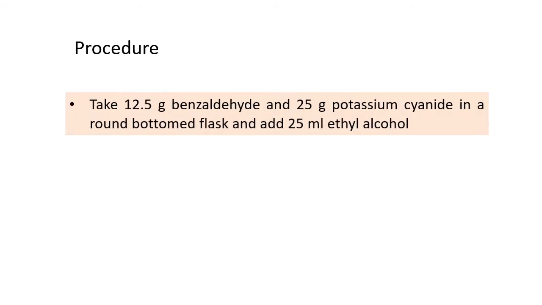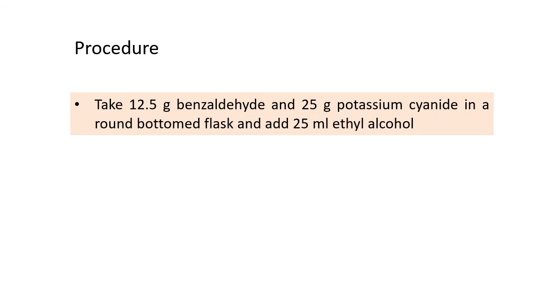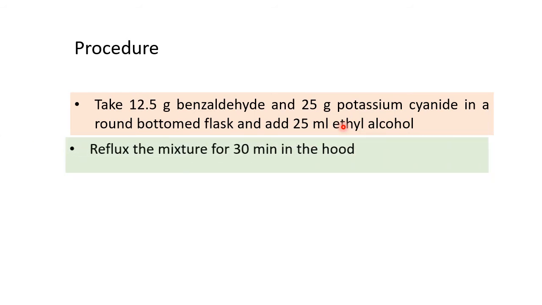Now procedure. इस रिएक्शन को हम करते कैसे हैं बेंजोइन कंडेंसेशन को. तो इसमें हम लेंगे 12.5 ग्राम्स बेंजाल्डिहाइड और उसमें हम 25 ग्राम्स पोटेशियम साइनाइड यूज करेंगे. नाउ यूजिंग नो पोटेशियम साइनाइड इज वेरी पॉइजनस, सो वी हैव टू यूज इट वेरी केयरफुली. And we take these two compounds in a round bottom flask and to this we add 25 ml ethyl alcohol.